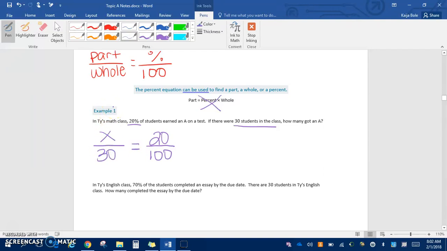So now this is where our cross products come back. We can't do equivalent ratios from 30 to 100. It's not going to be a nice number. So when we cross multiply, we get 100x equals 600. We divide by 100 on both sides, and we get that x equals 6. So we could say that 6 students got an A.